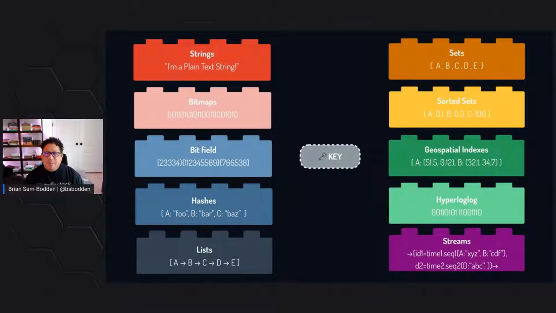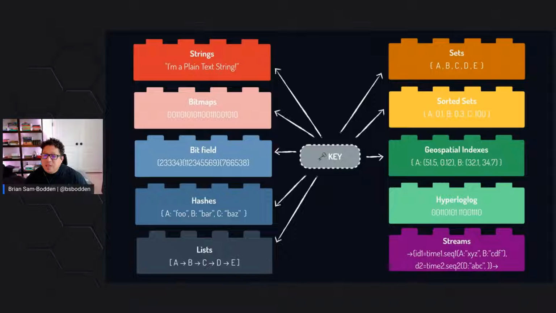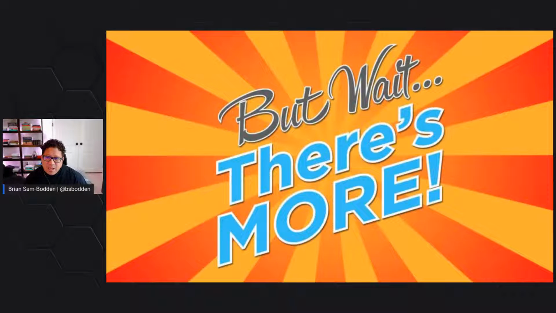It's because you have multiple data structures built in that you can interact with. So your cache is not limited to name value pairs. That would be in this slide where you see at the top left the strings. But we also have in Redis bitmaps, bit fields, hashes, lists, sets, sorted sets, geospatial indexes, hyperlog, which is a probabilistic data structure, and we have streams, kind of like Kafka-like streams.